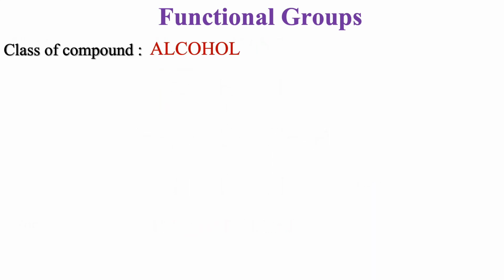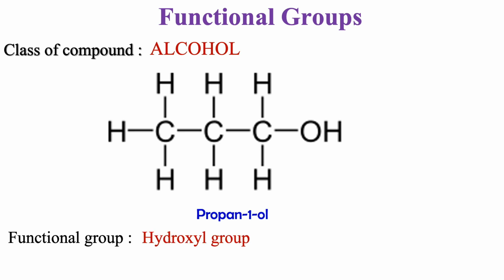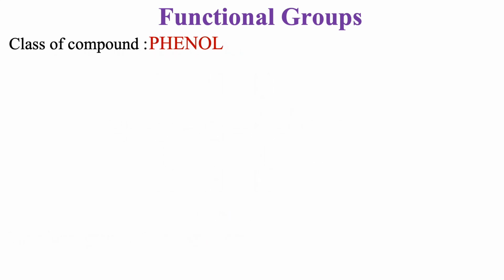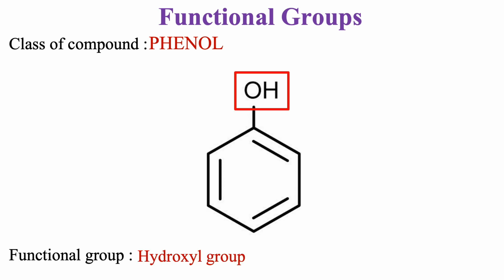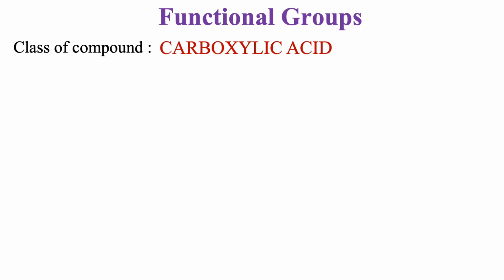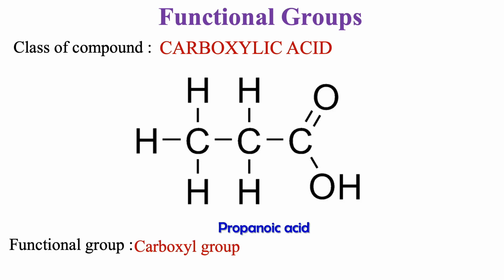The next class of compound is alcohol. This is an example of an alcohol compound, and the functional group is known as the hydroxyl group. The next class of compound is phenol. This is an example of a phenol compound, and the functional group is known as the hydroxyl group. The next class of compound is carboxylic acid. This is an example of a carboxylic acid compound. The functional group is known as the carboxyl group.